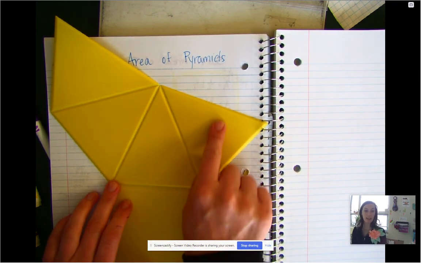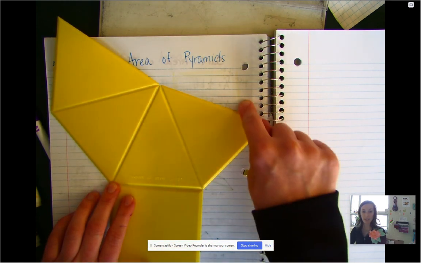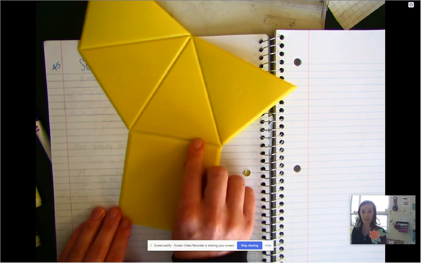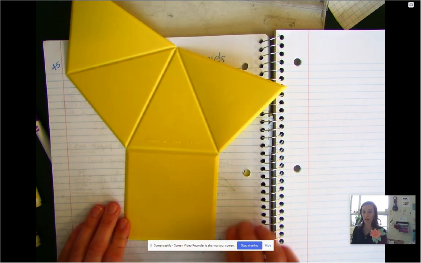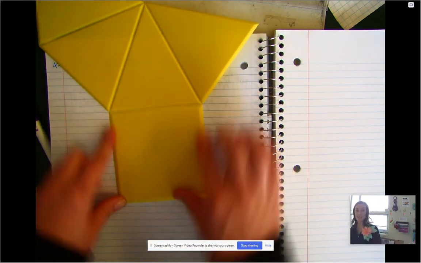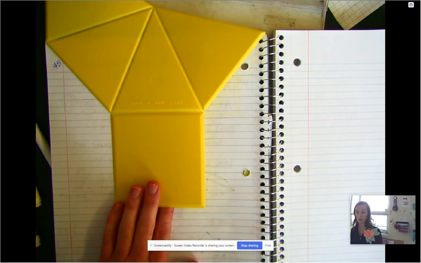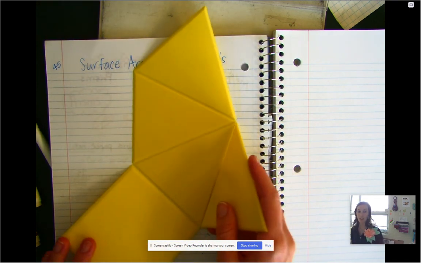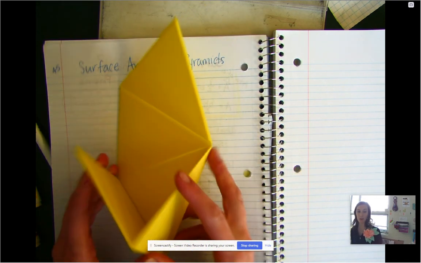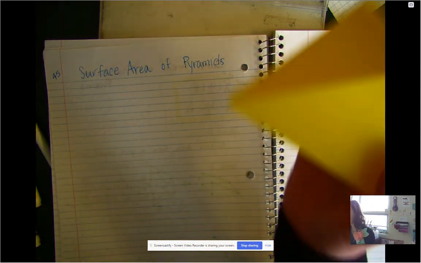Now in this net, you'll see that the four triangles are together, and this was a square pyramid, so the square is off on its own. A lot of times in the nets, we see that the base is in the middle and the triangles are all attached here. But this brings up a really good point that there's not just one right way to draw the net, that there can be lots of different ways to draw the same net with the same surface area.